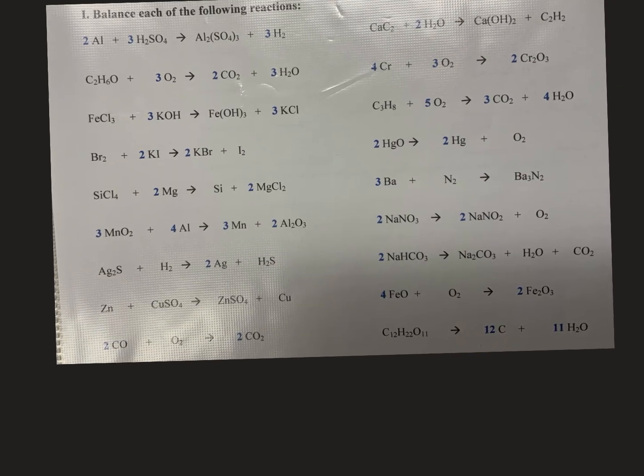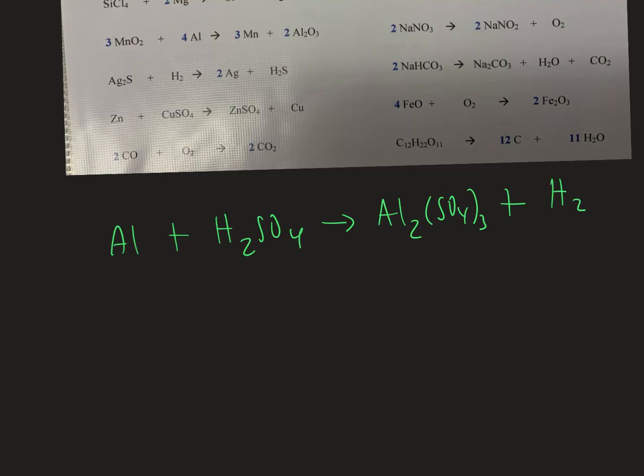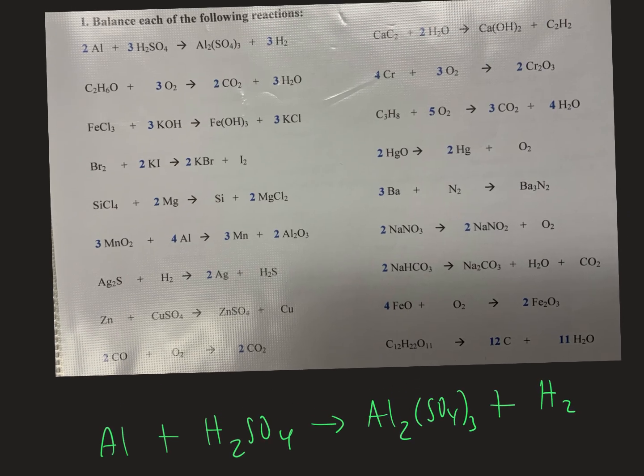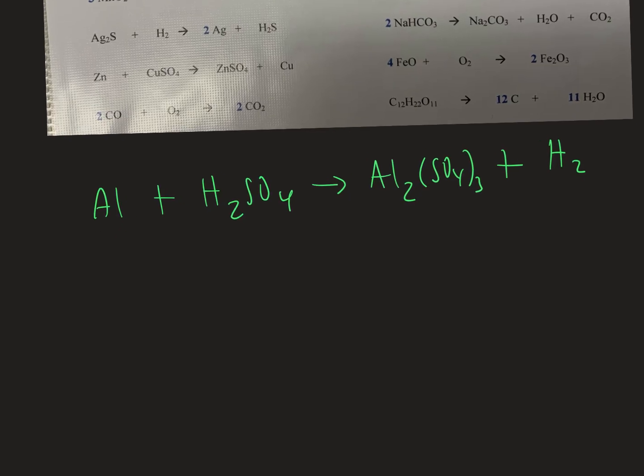So we got aluminum, sulfuric acid, gives us Al2(SO4)3 plus H2. Is that right? Yeah. Okay. So we got aluminum, hydrogen, and sulfate appears on both sides. Good?